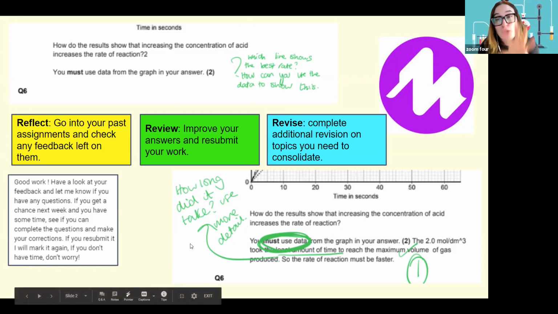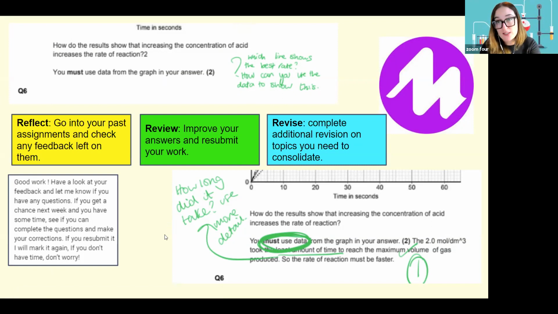That is the review portion. And once you've done that on your tasks, then you will need to go and revise the additional stuff that you need to consolidate. So based on the quiz that you've done, based on the feedback you've been given, what bits of this module do you need to go back and look at?